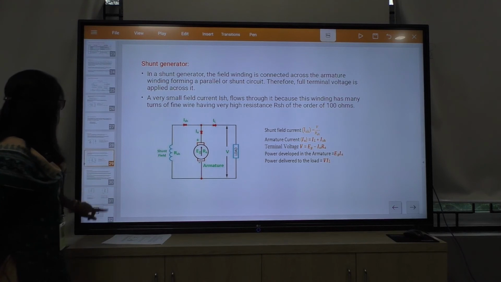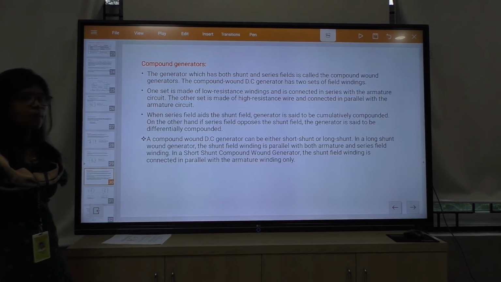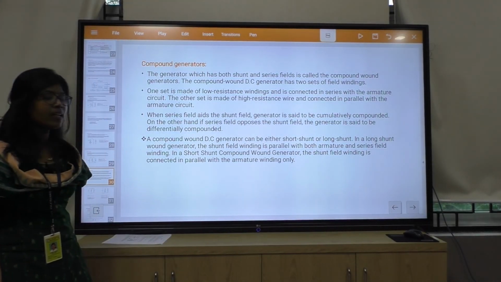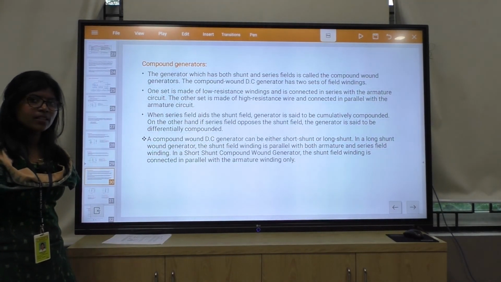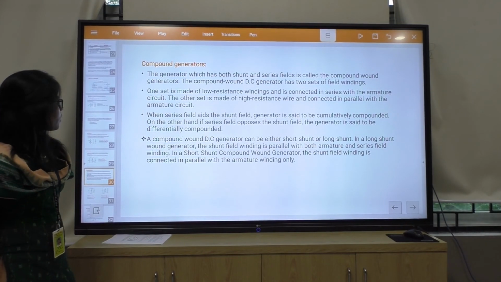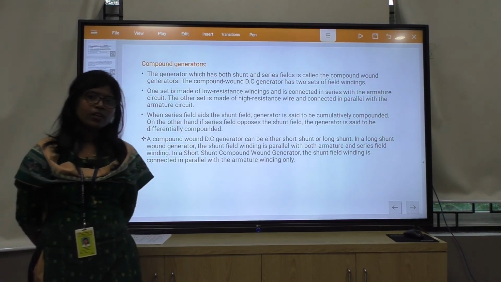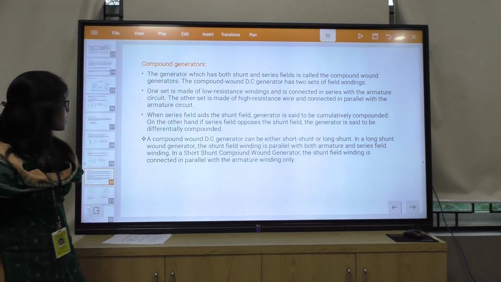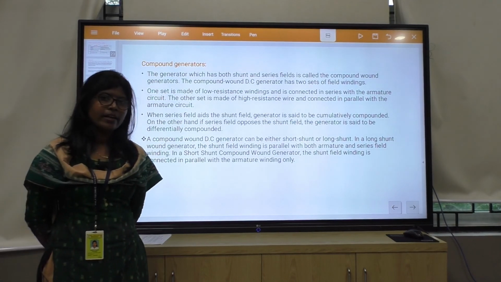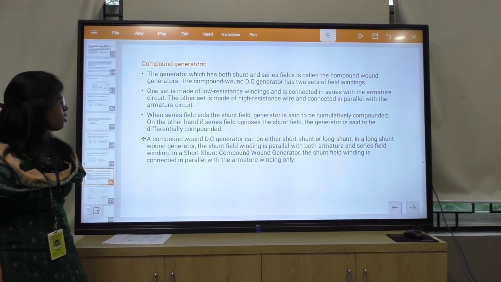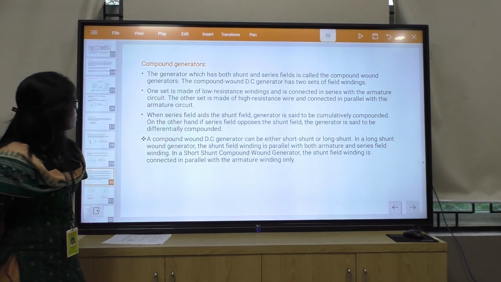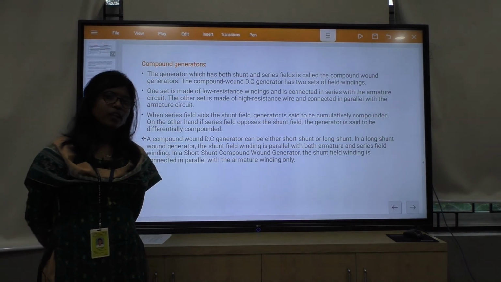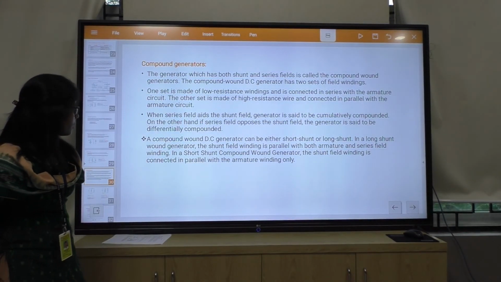Next, coming to the compound generators. In compound generators there are two field windings, the series field winding and the shunt field winding. Both field windings are present. If the series field winding aids the shunt field winding, then the compound generator is called a cumulative compound generator. If the series field winding opposes the shunt field winding, then it is called a differential compound generator. The compound generator can be a short shunt compound generator or a long shunt compound generator.